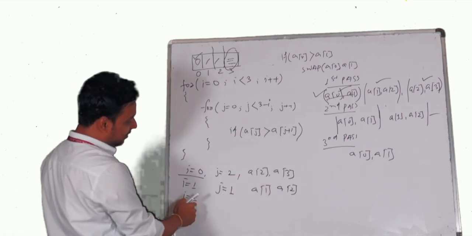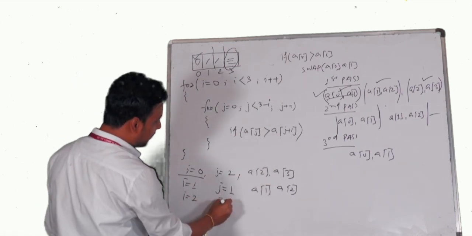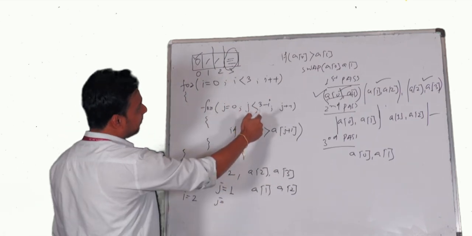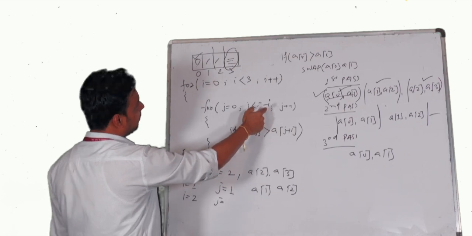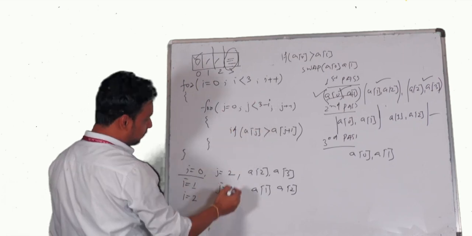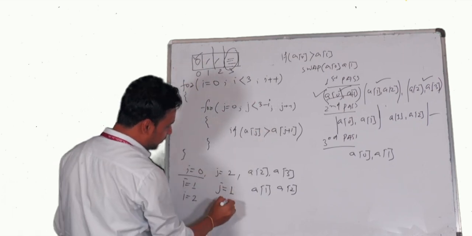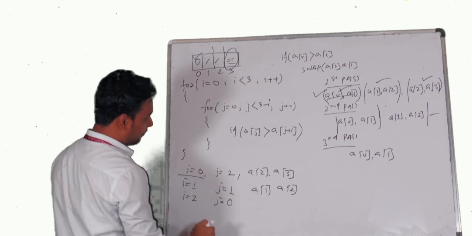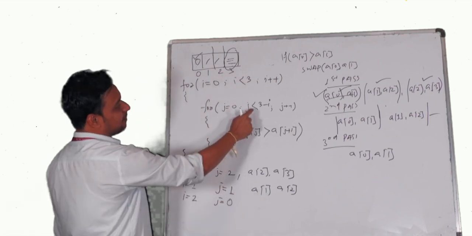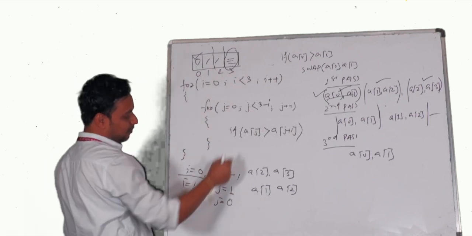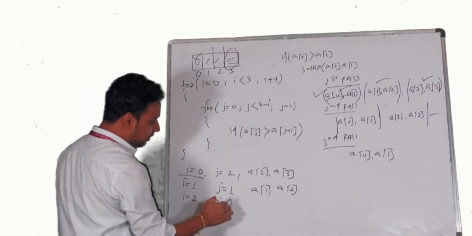i is 2, right? If the value of i is 2, the last value of j will be j less than 3 minus i, which means 3 minus 2. 3 minus 2 is 1, right? j less than 1 means the last value of j will be 0, right? The condition will be j less than 3 minus i. So the value of i is 2, so j will be less than 1.